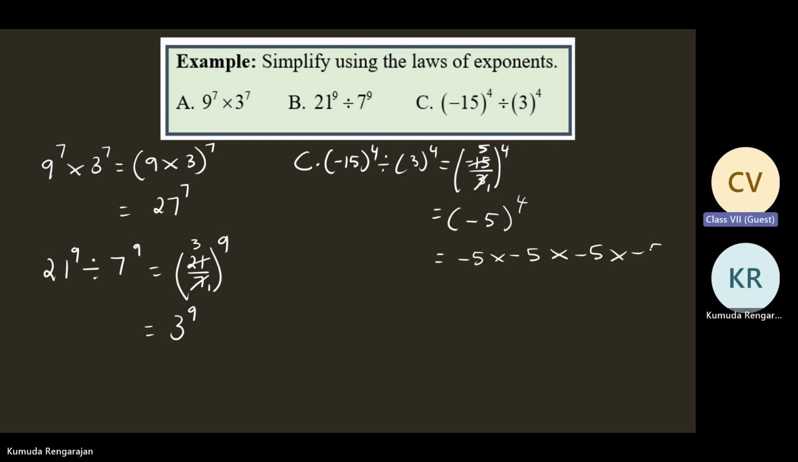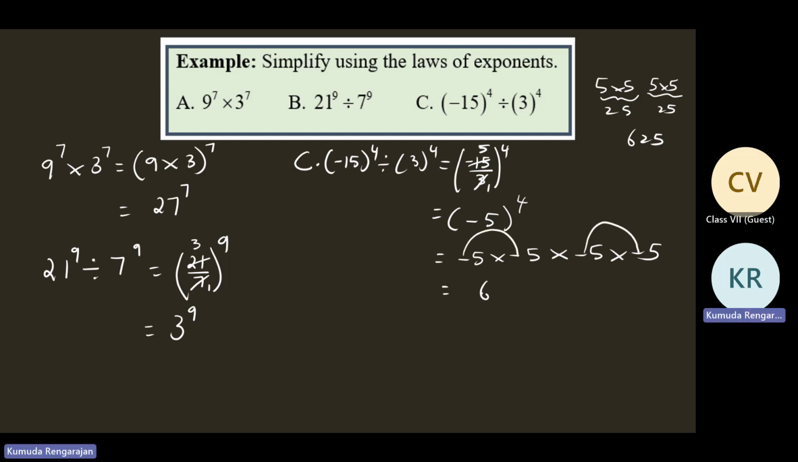Minus 5 to the power 4 means minus 5 into minus 5 into minus 5 into minus 5. So 5 into 5 is 25. Another 5 into 5 is 25. So 25 into 25 is 625. Minus into minus plus. So plus 625. Okay?